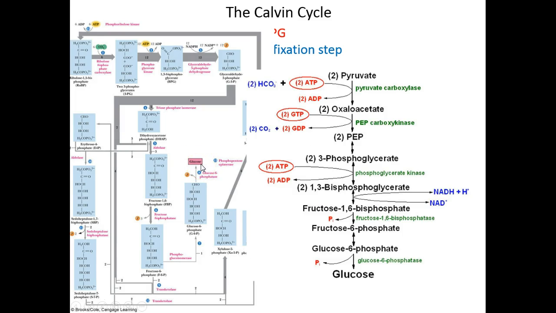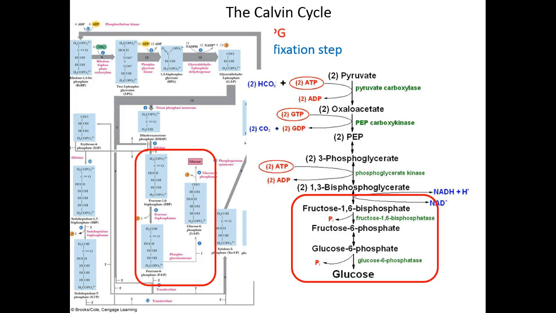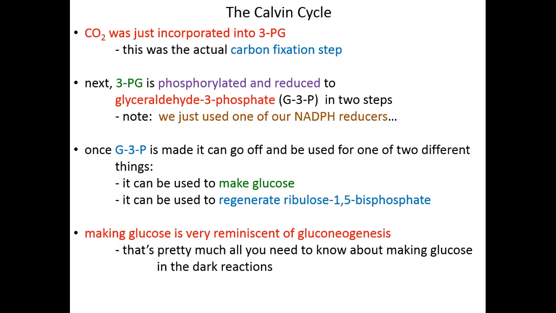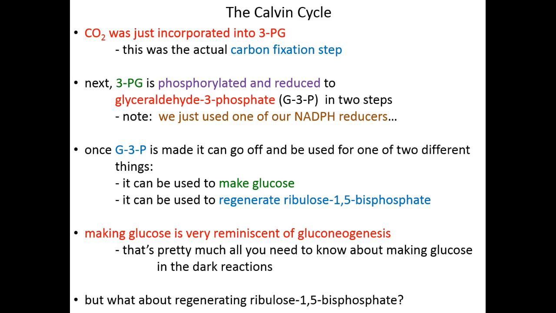You don't have to learn that. That's gluconeogenesis. You know that. Or you can just remember it as glycolysis in reverse. We've done this already. These reactions are familiar. So that's pretty much all you need to know about making glucose from the dark reactions. Carbon dioxide condenses with ribulose 1,5-bisphosphate. 3PG is yielded from that. 2 3PGs are used to go through a very gluconeogenesis-like pathway to ultimately make GAP and DHAP, fructose 1,6-bisphosphate, fructose 6-phosphate, glucose 6-phosphate, and glucose.